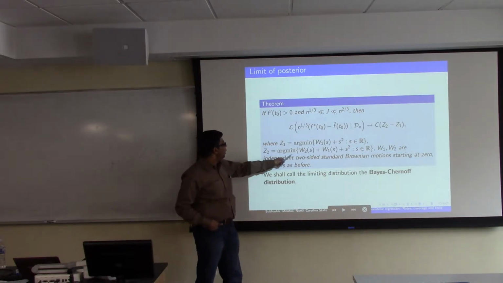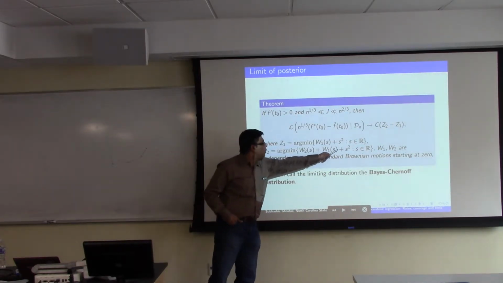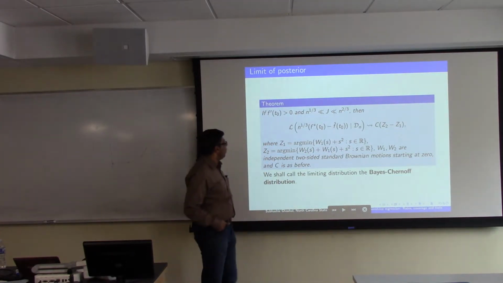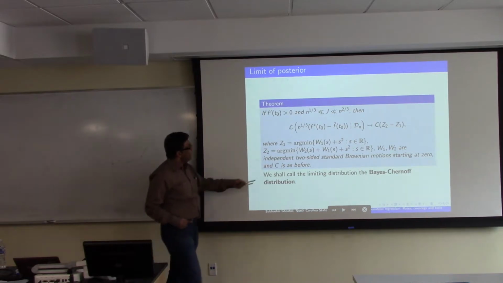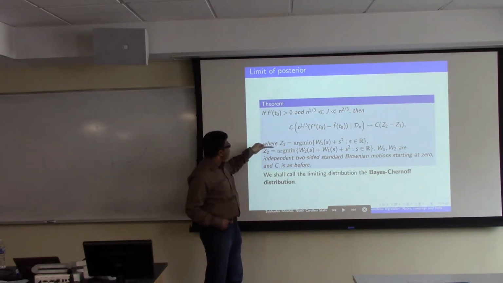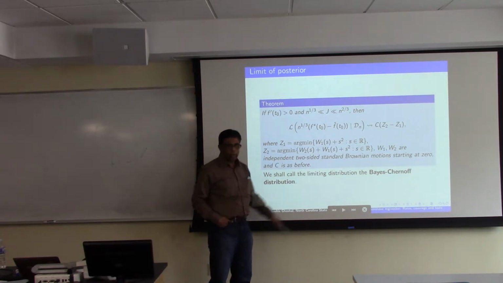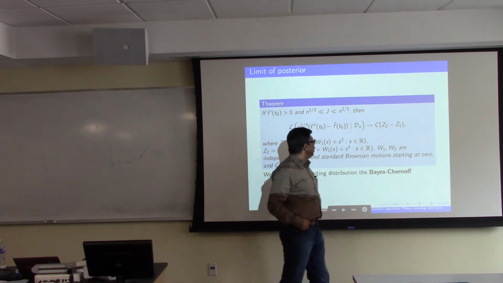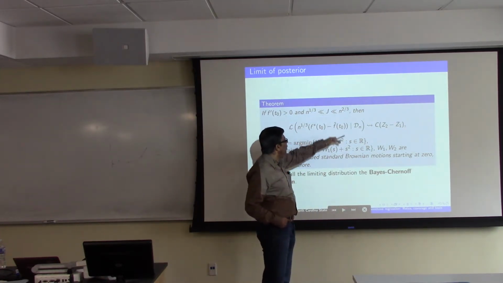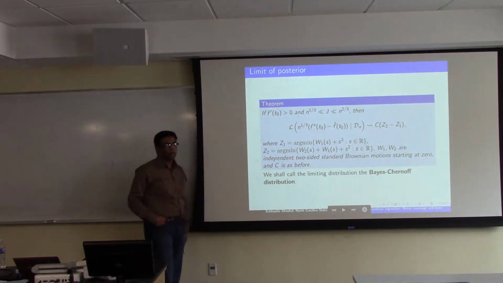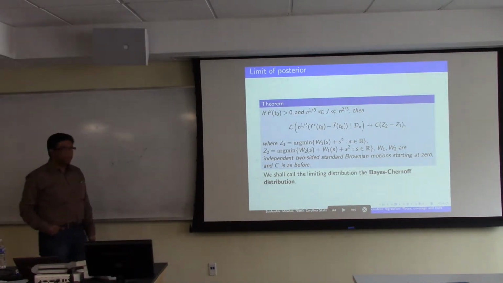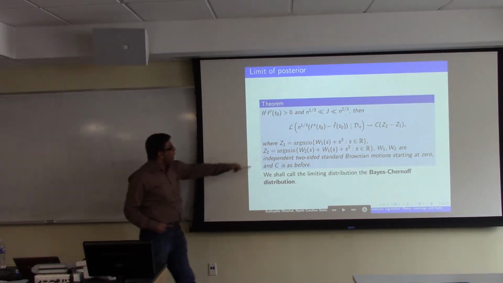And Z2 is, now there are two independent Brownian motions. One of them is this W1 plus the parabola, and then you look at the argmin. So what you see is that Z1 and Z2 are dependent because they have a common thing, W1. And so this difference is not a convolution of Chernoff; individually they are Chernoff, but they're not independent. So it's not quite a convolution of Chernoff. It's somewhat more complicated than that. So this we'll call the Bayes-Chernoff distribution, and this appears as the limit.